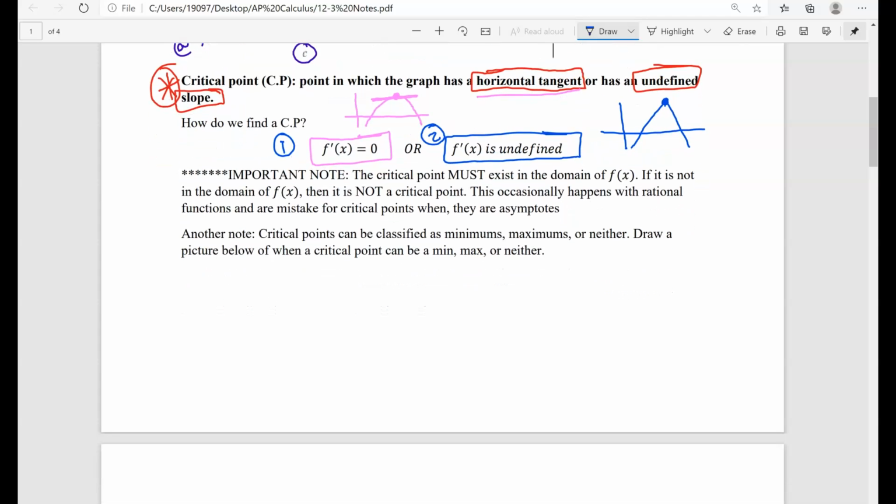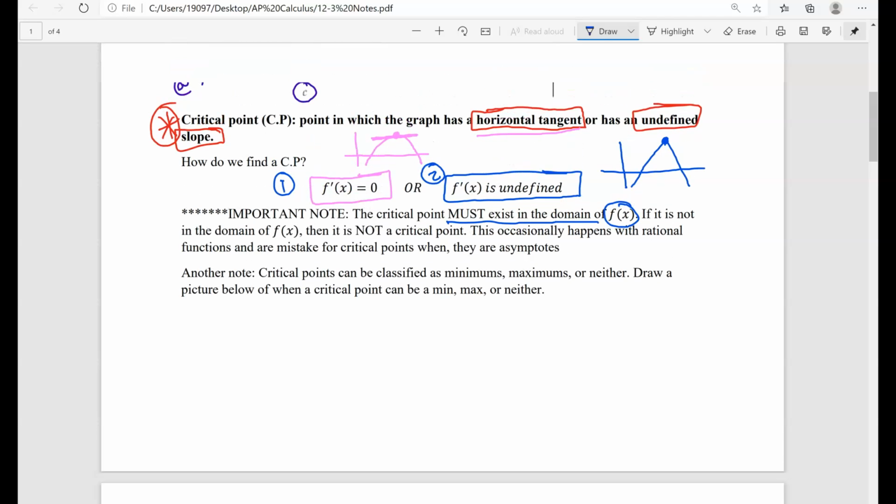So here I have this important note. A critical point must exist in the domain of f of x. So whatever point I find has to be in the domain. What that means is that when I plug that x value back into the original, I can't get something that's undefined. I have to make sure that it is within the domain. So that's a common misconception.